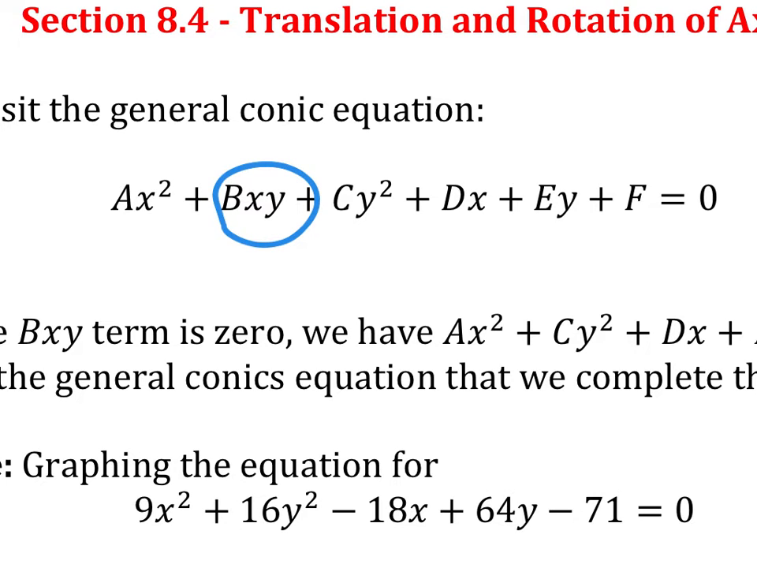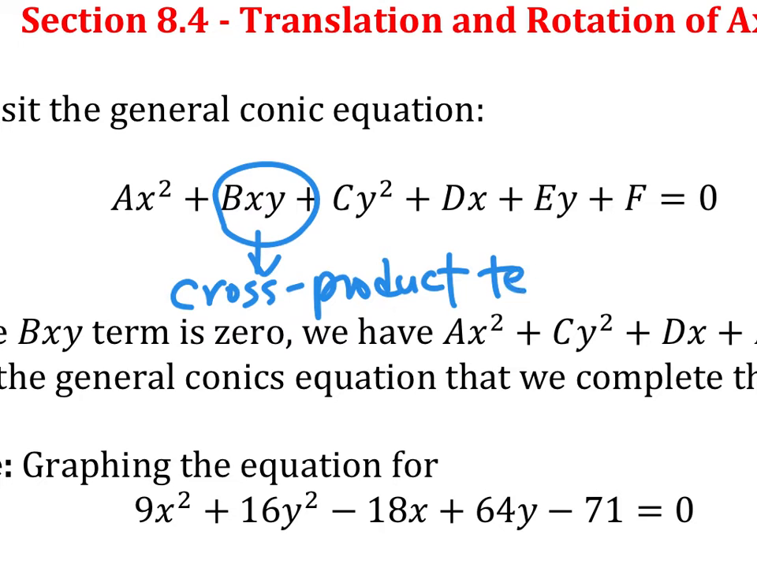So xy is what we call the cross product term. And the reason you didn't see it before is that if this cross product term actually exists, then your conic section is rotated. So all the conic sections that we have looked at up to this point were not rotated, therefore there was no bxy term.